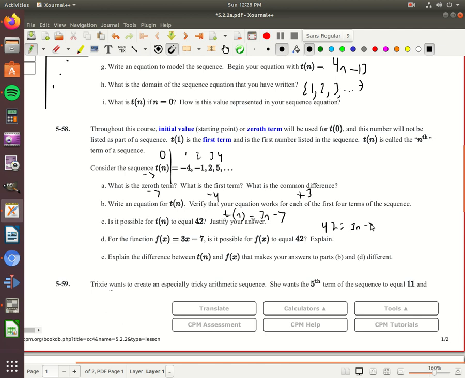this work? So I add 7 to both sides, I get 49 equals 3n. So n is going to equal 16 and a third. So there is no 16 and a third in the list. So we'll say no, it is not possible because, again, it's got to be 16 or 17. There is no partial. So is it possible for here when we use f of x and 3x minus 7?